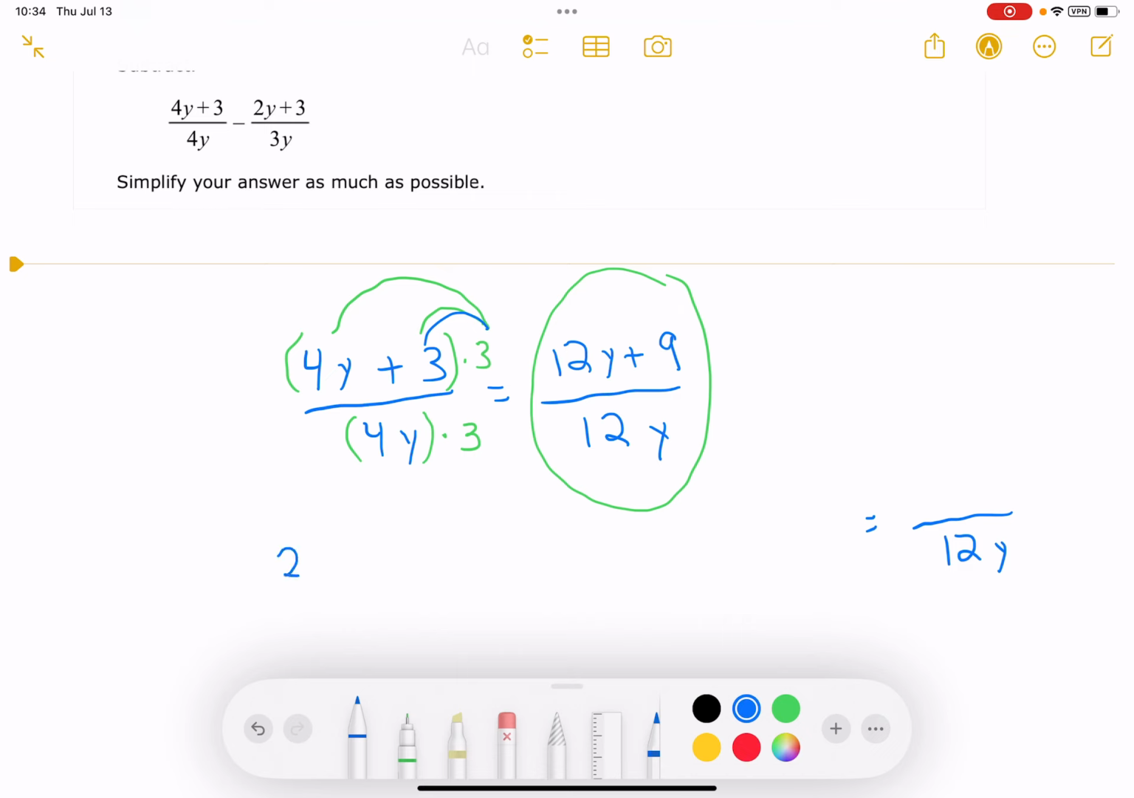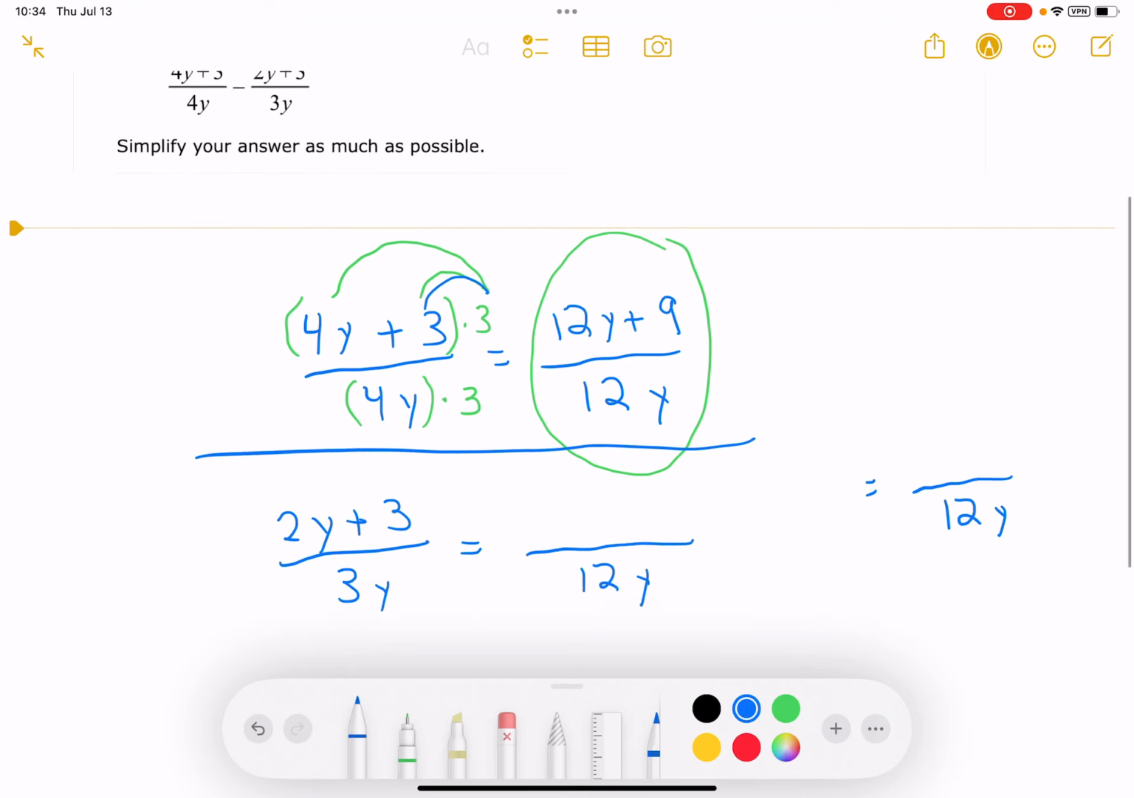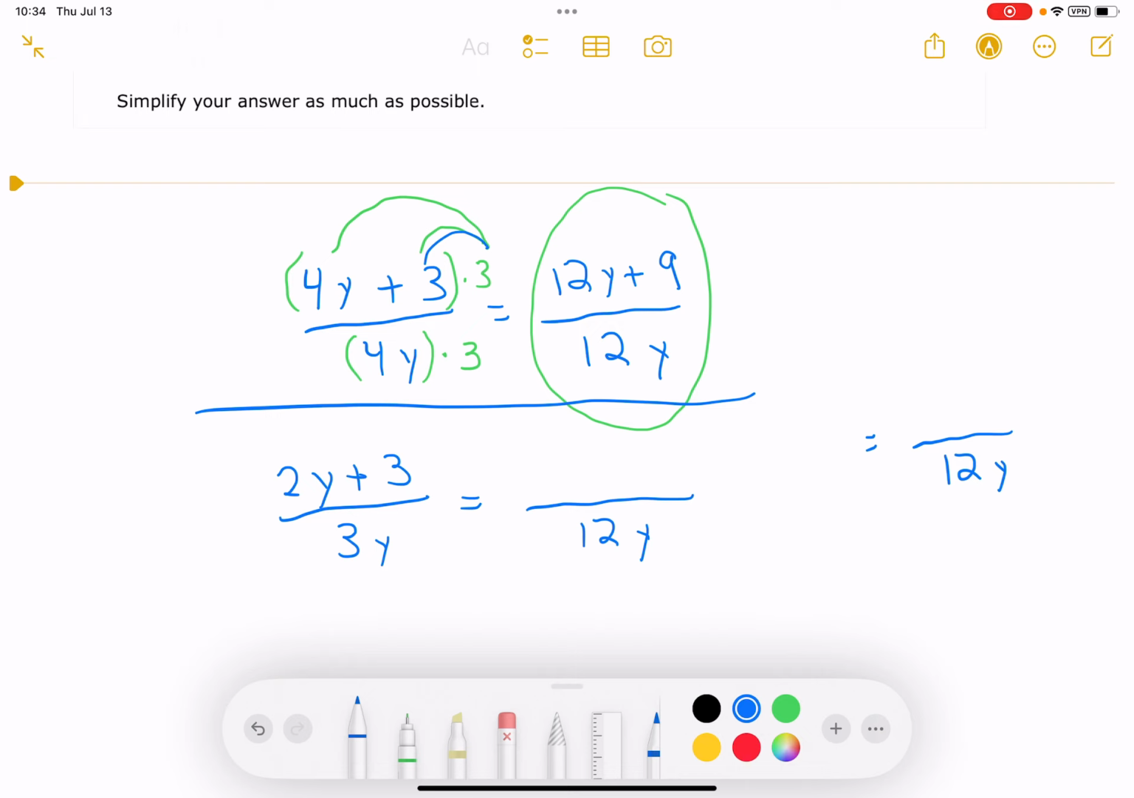Let's take a look at the other expression here. The 2y, I'm going to put a line right there, 2y plus 3 over 3y. Now remember, we have to get a 12y on the bottom, right? Now, what would we have to multiply 3y by to get 12y? Yep, we'd have to multiply by 4. We have to do it both on the top and bottom, okay? And now if we multiply these two, we get the 12y, which is what we want.